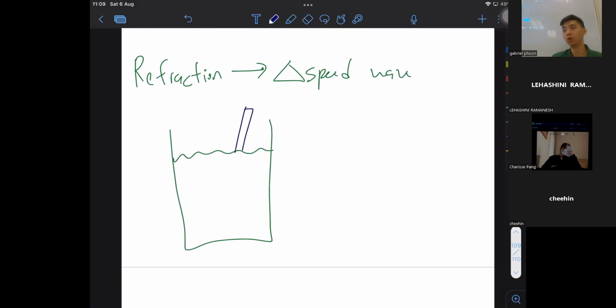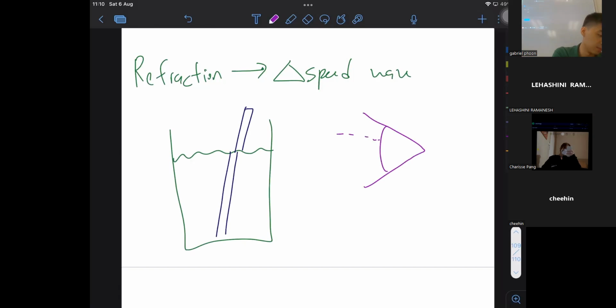Usually if you look through the cup, you'll notice, oh, why is my straw bent? It's kind of crooked. It's not one straight line now. It bends a little bit, right? The reason why the straw bends is due to a change in speed of light.